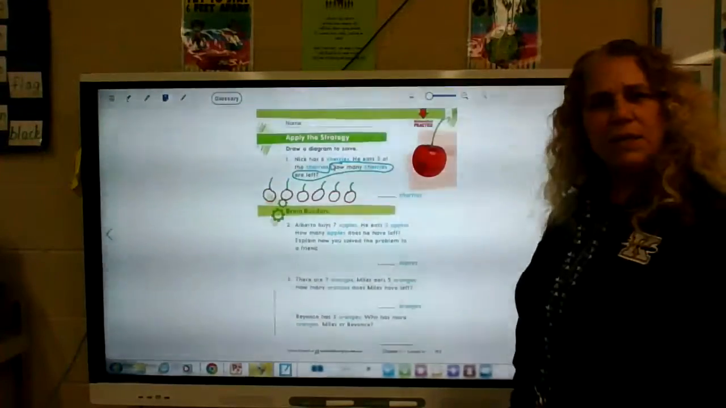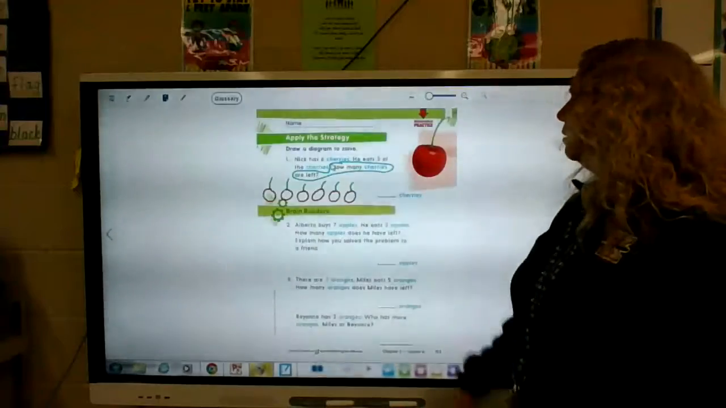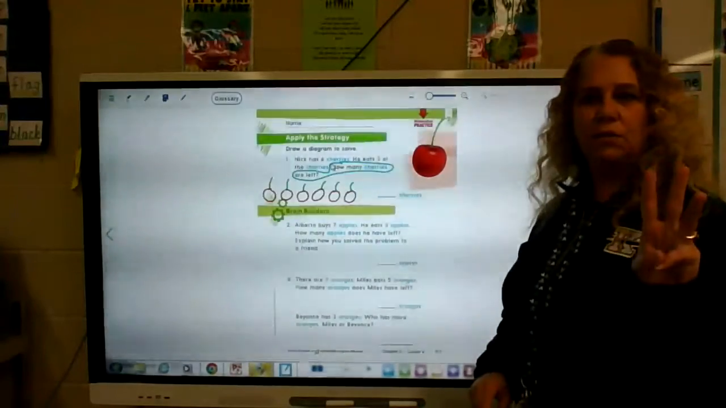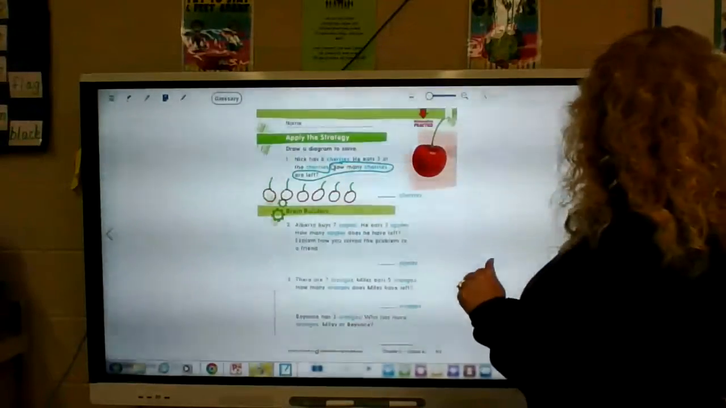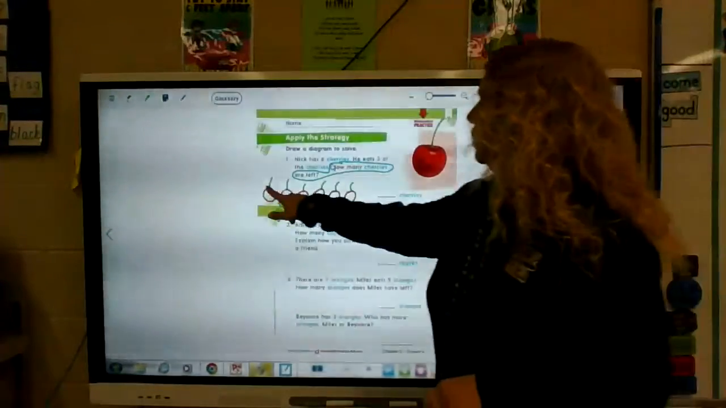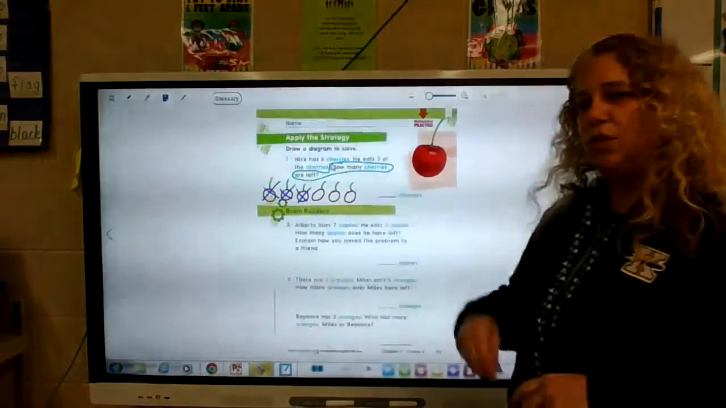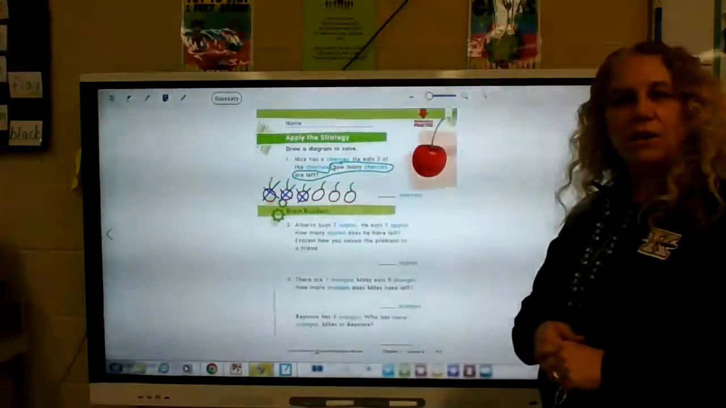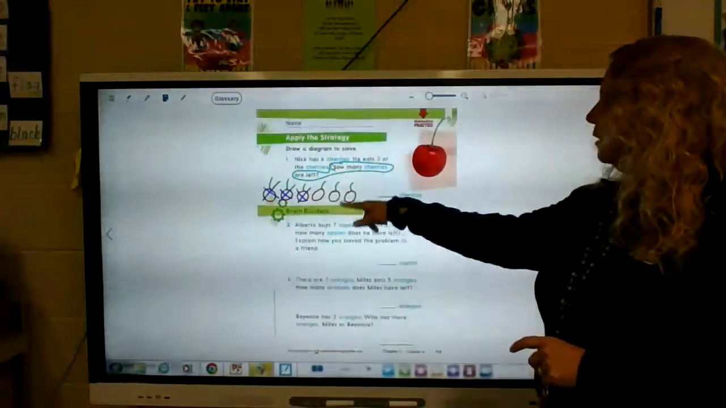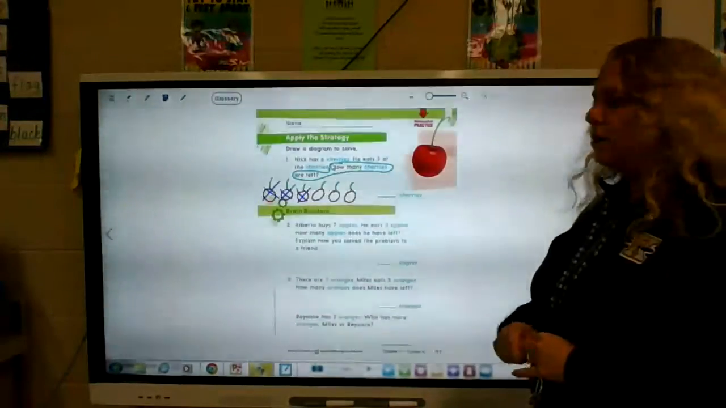And how many does he eat? Right, he eats 3. So let's cross off 3 cherries. Get blue. 1, 2, 3. So he ate those cherries. How many cherries are left? 1, 2, 3. Right, 3 cherries are left.